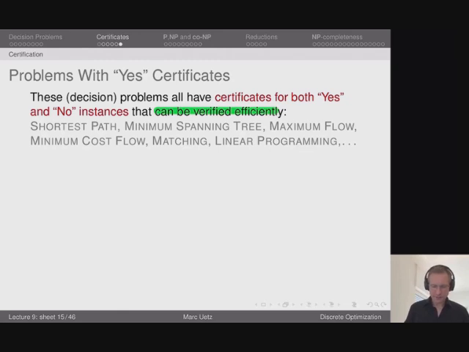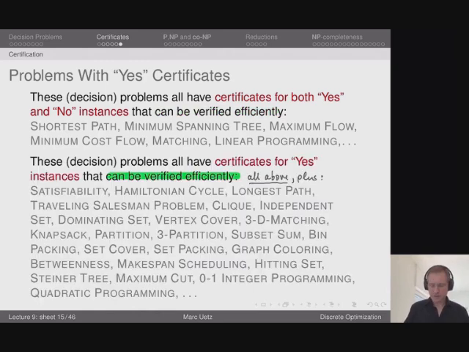Efficient certification. On the other hand, we have seen the Hamiltonian cycle problem for which at least we could certify yes instances, but no instances were problematic in the sense that the one that we came up with had exponential size. And as a matter of fact, this list of problems can be extended almost indefinitely. So all these problems here have efficient certification of yes instances, but most probably no efficient certification of no instances.